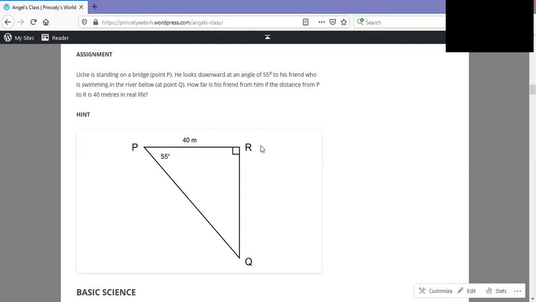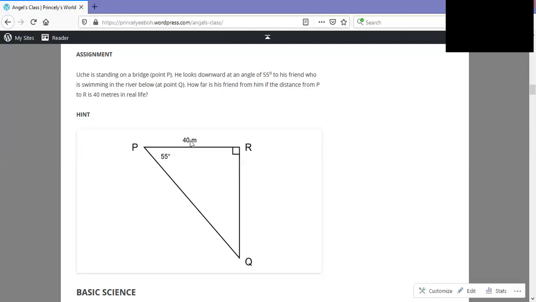Now, how far is the friend from him if the distance from P to R is 40 meters? Take note, the distance of P to R is 40 meters. They want to know how far his friend is from him. You can see it here. In other words, you have to calculate PQ. That's what you're looking for.